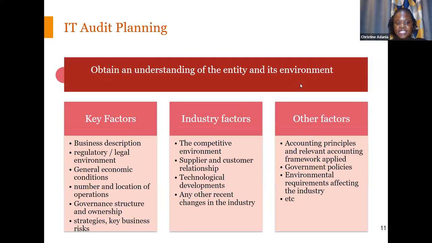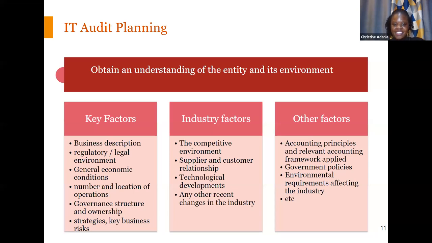Moving on to understanding the entity and its environment. There are key factors, and there are also industry-related factors. These are factors based on the fact that someone has decided to do, maybe, financial services, or has decided to go into the manufacturing industry or the telecommunications industry. Then there are other factors that may just affect the entity in general. So key factors could include the business description. What exactly does the entity do? How do they make their money? What are the regulatory and legal aspects that surround the operation of that business?